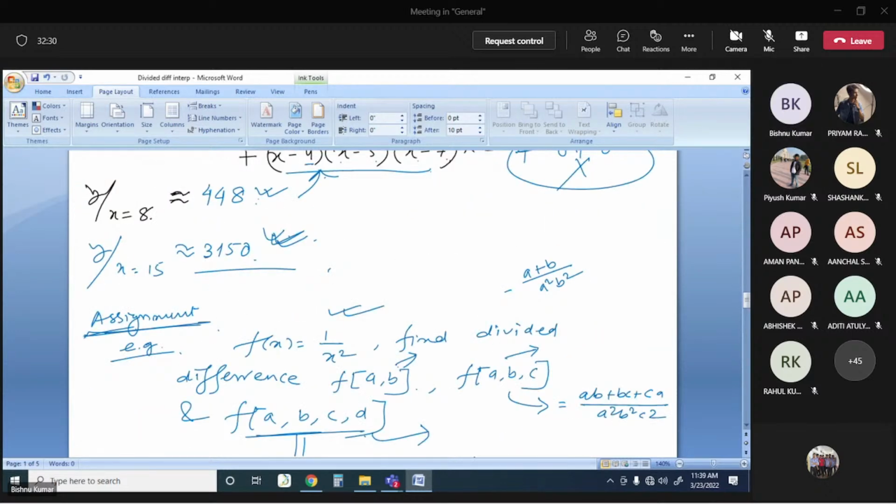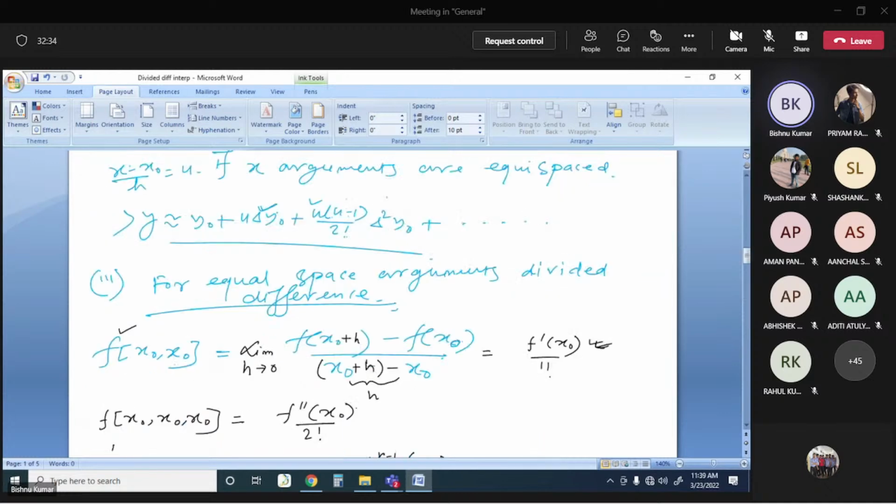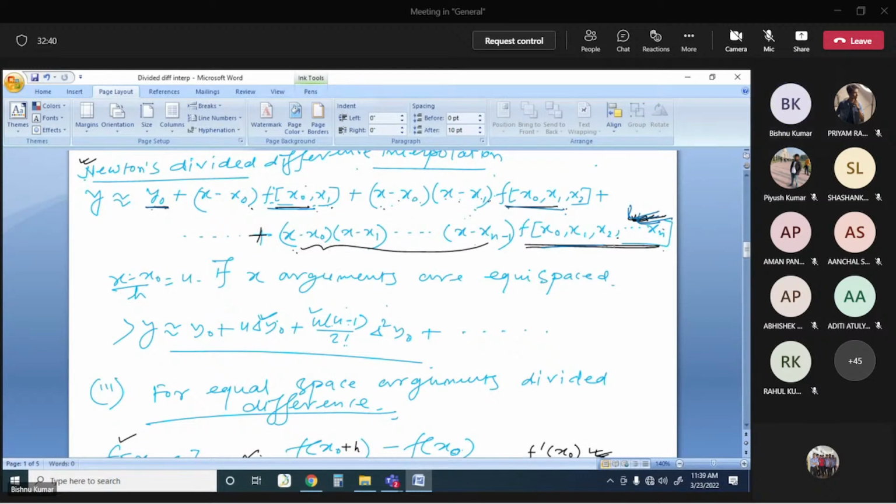Okay. One important thing I would like to mention here. This is the formula. Newton divided difference interpolation formula: y equals y0 plus (x minus x0) f of x0, x1 plus (x minus x0)(x minus x1), like that. This is the formula. Now just try to recall your formula of Newton forward interpolation.